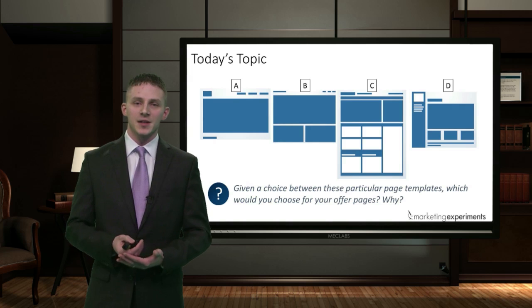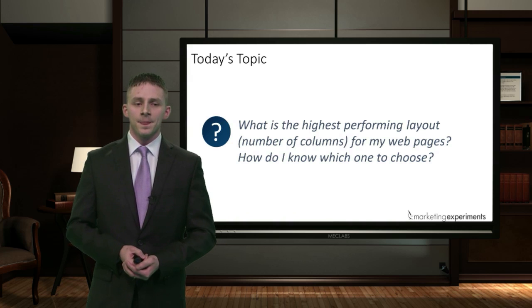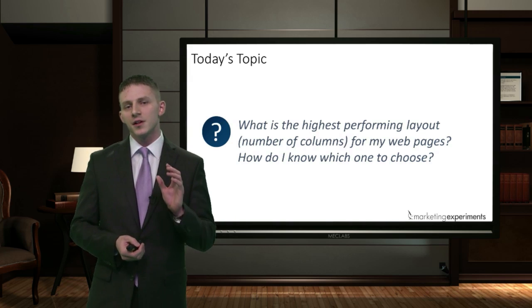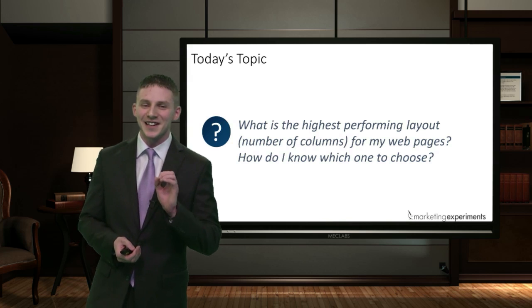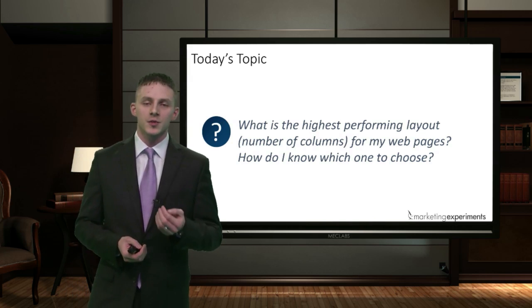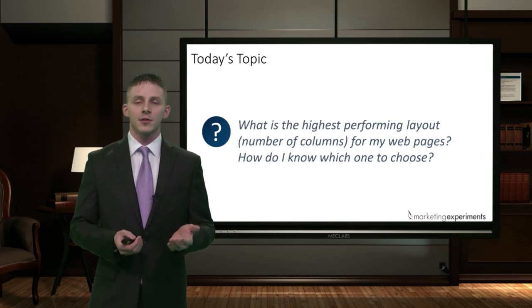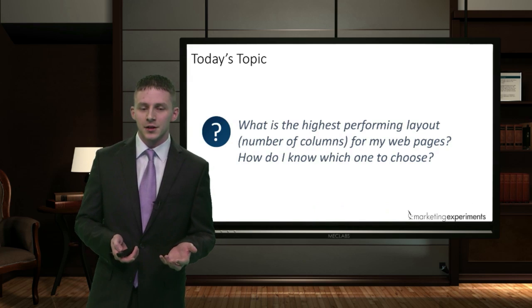What is the highest performing layout, specifically the number of columns, for my web pages? And how do I know which one to choose? I want to point out that this is going to be specifically for web pages. I'm already envisioning a follow-up clinic on emails and specific channels where you can control the number of columns. But I'm asking this question, like the rest of us: how many? What's the ideal amount? Is there an ideal amount?